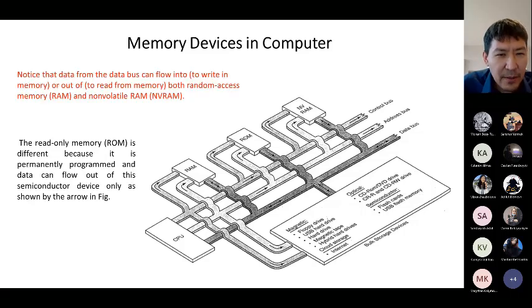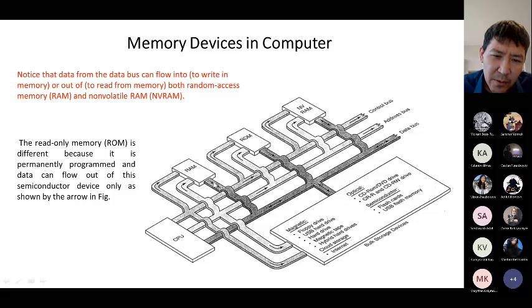Here, please notice this. If you look carefully, it is not in color of course, but anyway, you can see on RAM, can you see? Notice that data from the data bus can flow into memory, meaning write, or out of memory, meaning read, both random access memory RAM and non-volatile RAM. So here you can see that data can come to the RAM and we can take it from the RAM.